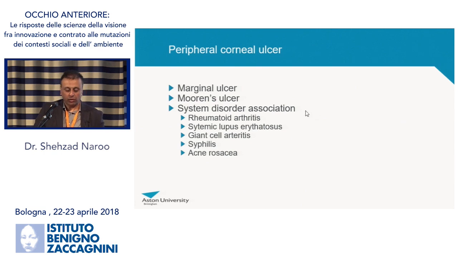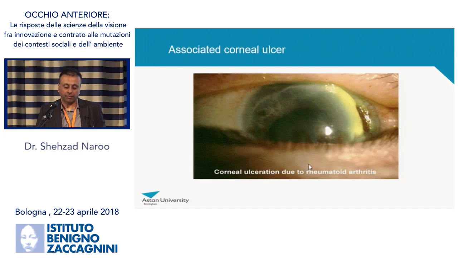There are other types of ulcerations we can see in the cornea: marginal ulcers, Moran's ulcers, and you can have ulcers associated with systemic conditions as well. And this is an ulceration in the peripheral cornea related to rheumatoid arthritis.